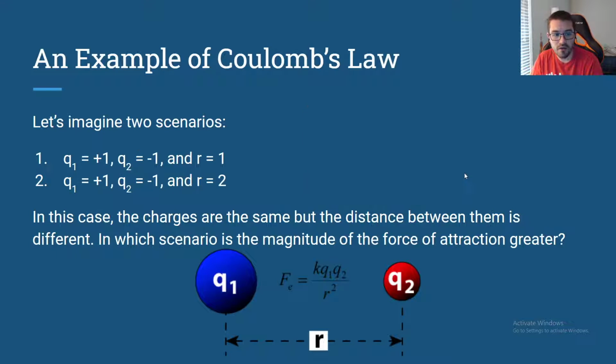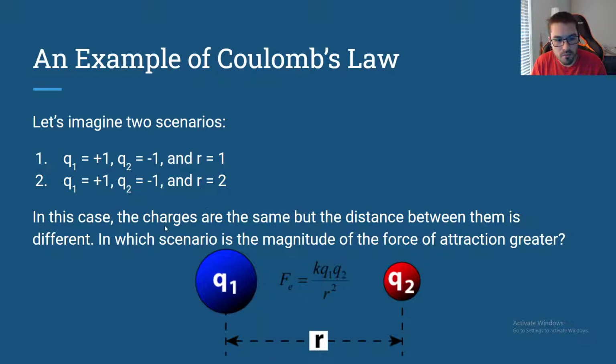Let's look at another scenario. This time, the charges are the same. Q1 and Q2 are +1 and -1 respectively in both scenarios. What I've changed are the distances between them. In scenario 1, the distance between them is 1, and in the second scenario, the distance between them is 2. So I've doubled the distance.